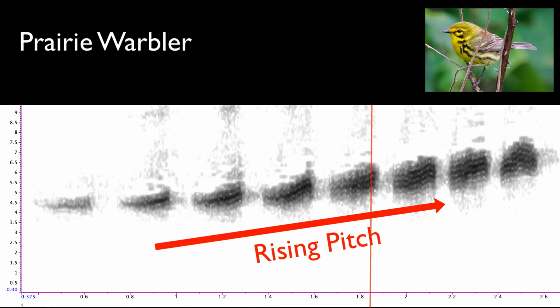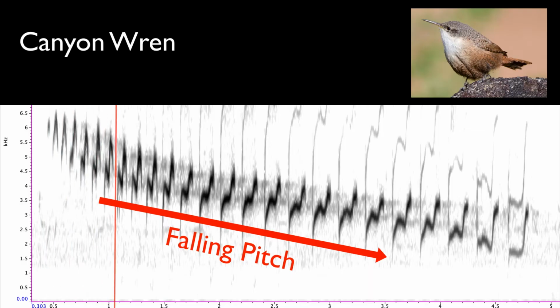Here's a Prairie Warbler song, and you can see and hear in this song that the pitch rises continuously throughout the song. So we call this a rising pitch song. Now let's try another one. This is actually a canyon wren. And for this bird, again, we can see in the sonogram and we can hear that the pitch is continuously falling in the song. So we call this a falling pitch song.